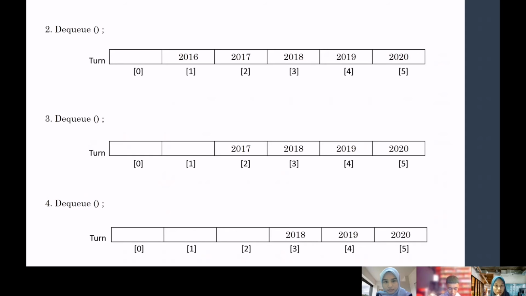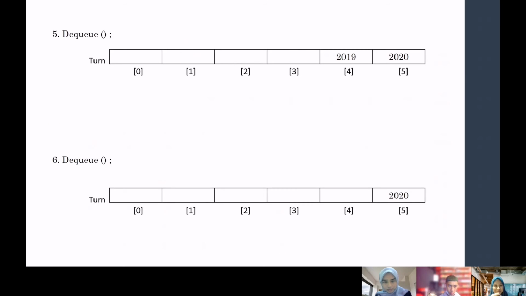Second, we dequeue 2015 and next we dequeue 2016. The third, we dequeue 2017, and we dequeue 2018 until 2019.